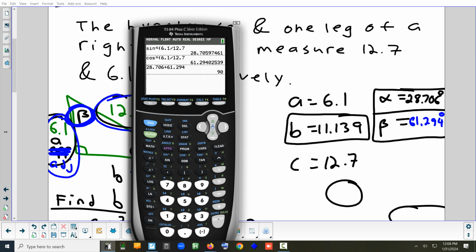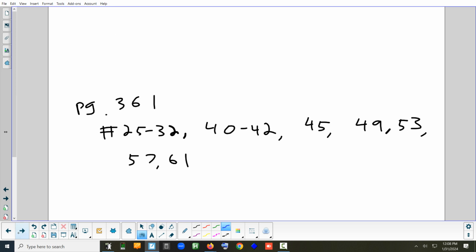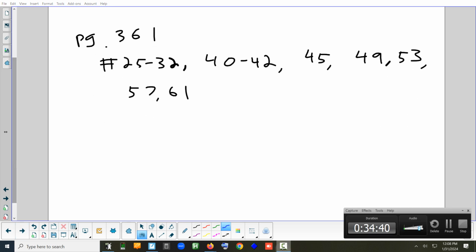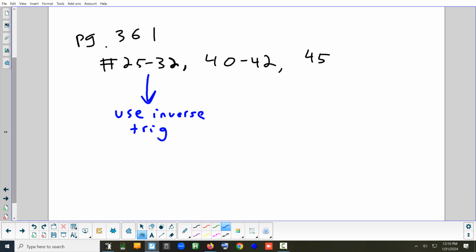So just as a reminder, we will finish this section tomorrow, so we may not have as much of a review day, but that's okay. All right, so let me put up the homework, and I am going to adjust this. Okay, so the homework will be 25 to 32, 40 to 42, and 45. So on 25 to 32, let me give you a hint. You need to use inverse trig to solve. So those are all just quick problems you need to plug in on the calculator with inverse trig.